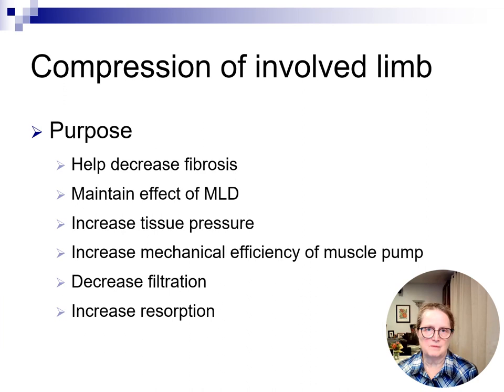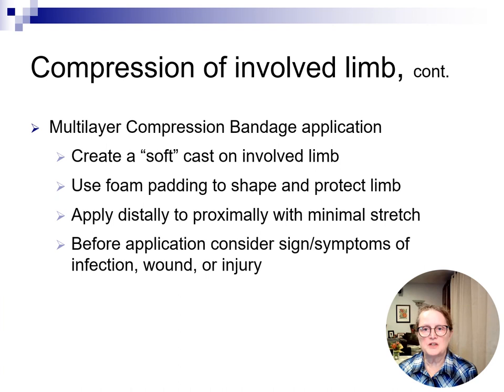Principles of multi-layer compression bandaging application for limb reduction include creating a soft cast to make a cone shape, which makes the compression gradient and increases the effectiveness of the muscle pump to help drain the affected limb. The use of foam padding to shape the limb and protect the bony prominences. The application of short stretch bandages from distal to proximal with minimal stretch to provide for the pressure gradient and to form the soft cast. Before applying the multi-layer compression bandage, you need to consider signs and symptoms of possible infection, wound, or injury, which may require the need for medical management.